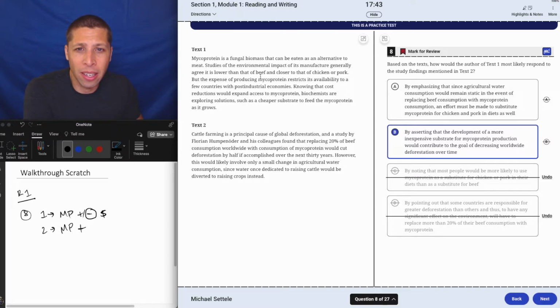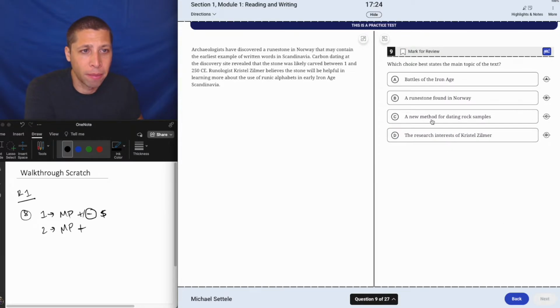It seems to be that the beef is better. I just don't think it's about the water. By certain development of a more inexpensive substrate for mycoprotein, right? Because the expense of them producing it, exploring a cheaper substrate. Yeah. This is the only one that's about this. So I'll leave it marked, but I'm confident.